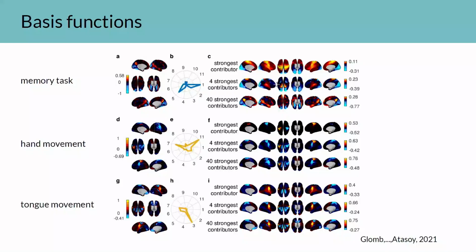So you can see that the contributions of the functional harmonics are very different in the memory task versus the two motor tasks, and that the hand movement task is very different from the tongue movement task. So you can reconstruct all these patterns, and so you have now reduced your 60,000 vertex pattern to 11 functional harmonics. So that's a one-dimensional thing, right?